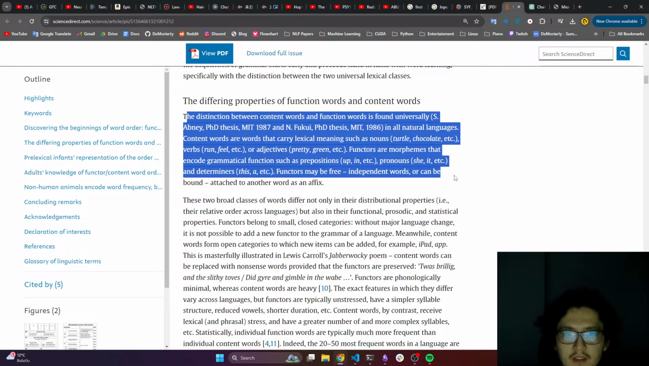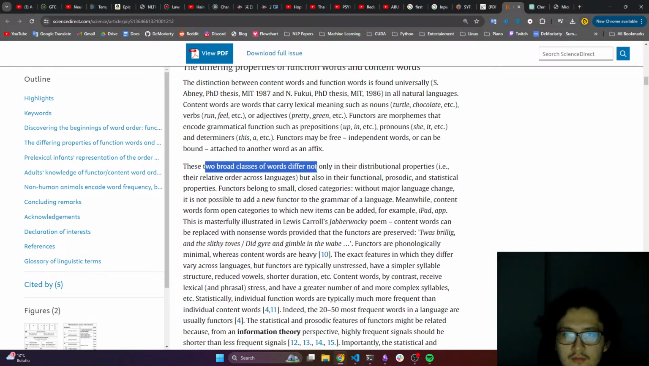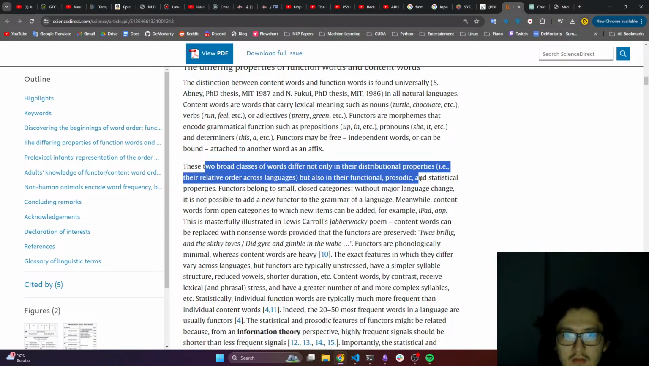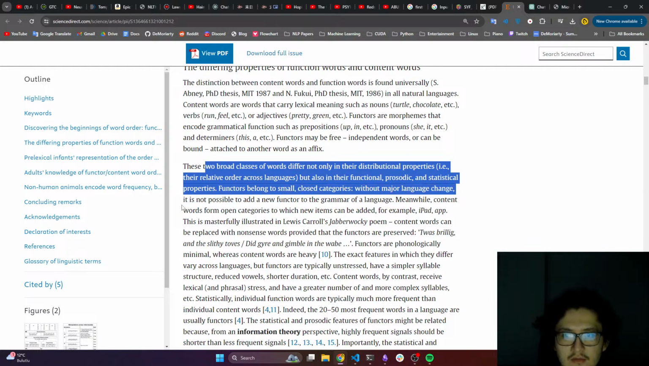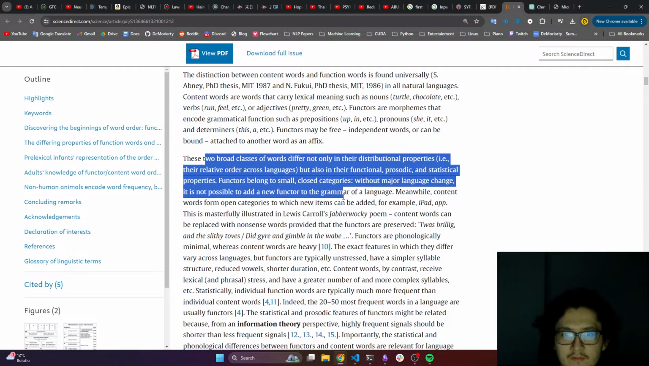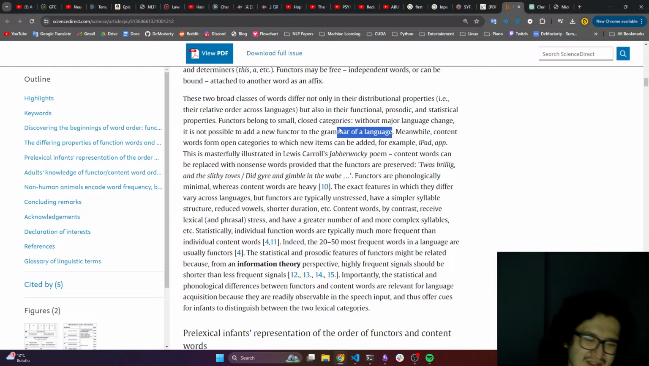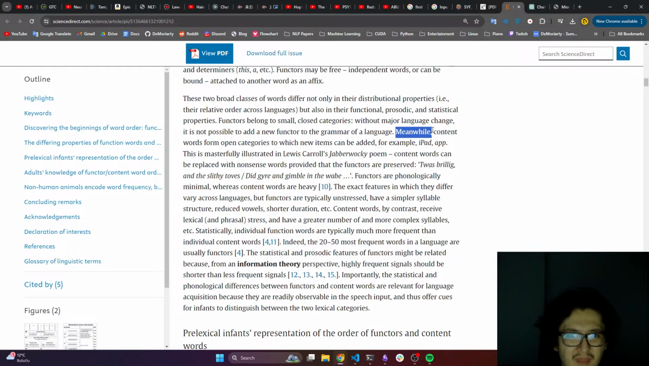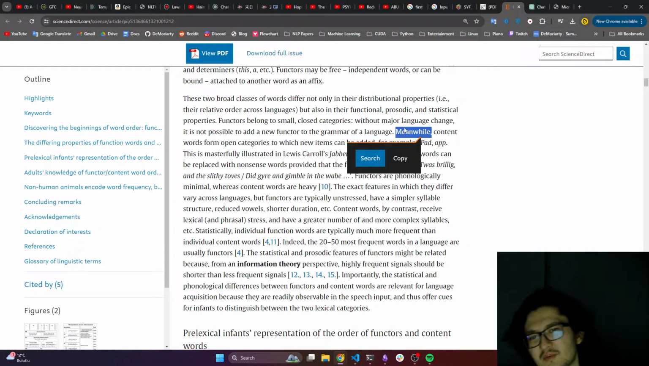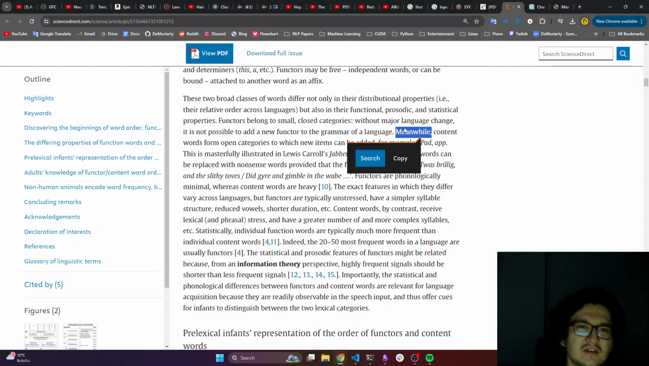Functors may be free, independent words, or can be bound. Those two broad classes of words differ not only in their distributional properties, but also in their functional, prosodic, and so on. Functors belong to small closed classes, which is not changed in major languages. It's not possible to add a new functor to the grammar of a language, which is kind of true, kind of not. Like, especially pronouns. Pronouns are usually thought of as functors, but you could add pronouns, right?